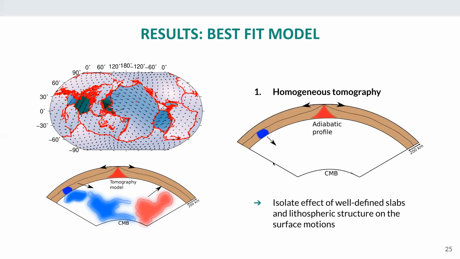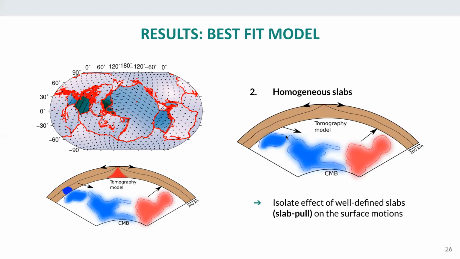So first we remove the contributions that come from the tomography. And what it shows us is the effect only from the slabs, which are defined in the top 200 kilometers, and the lithospheric structure on the surface motions. So running this model with an adiabatic mantle without any lateral heterogeneity, we can isolate these force contributions.